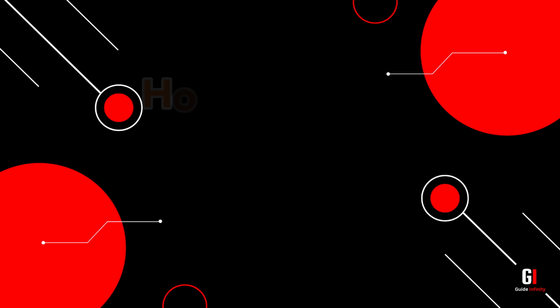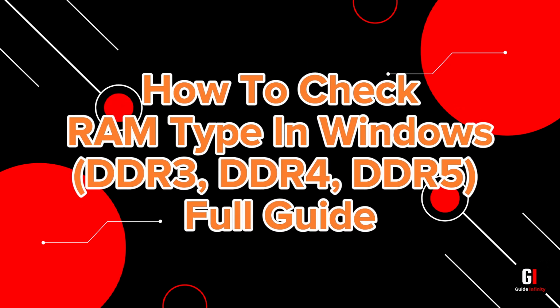In this video, I'm going to show you how you can check your RAM type to find out if it's DDR3, DDR4, or even DDR5.